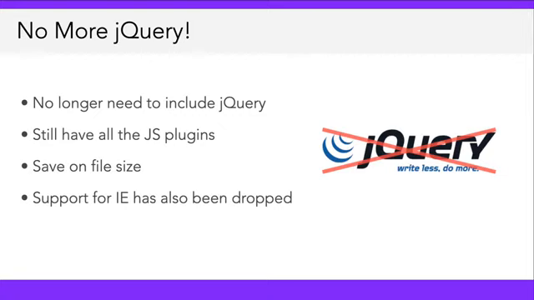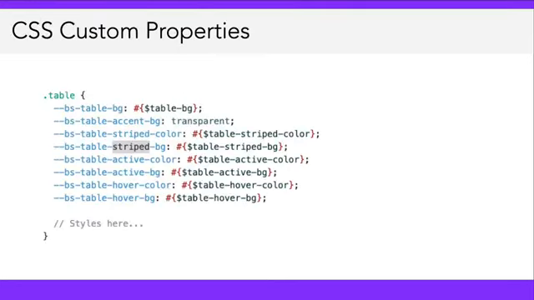It seems that they're trying to make version 5 very future friendly. They even dropped support for Internet Explorer so that they could use things like custom properties, which IE doesn't support. And this is a good thing. IE held web development back in many areas for a long time. So I'm glad that they dropped support for IE, glad that they dropped jQuery, and we only need the Bootstrap JavaScript file now.